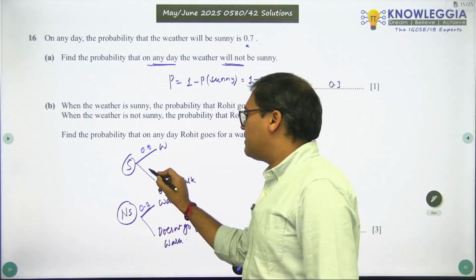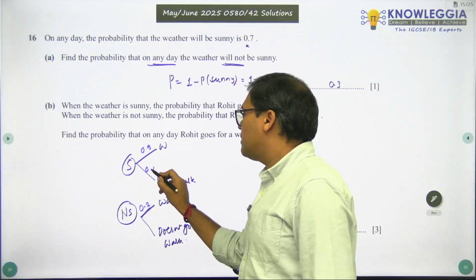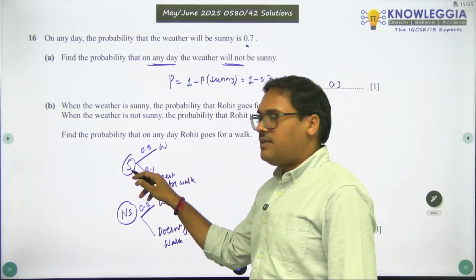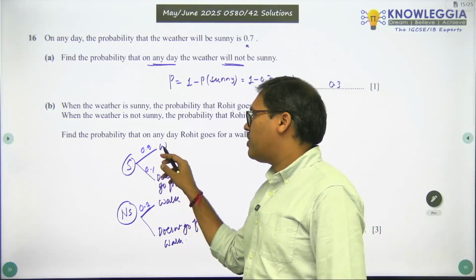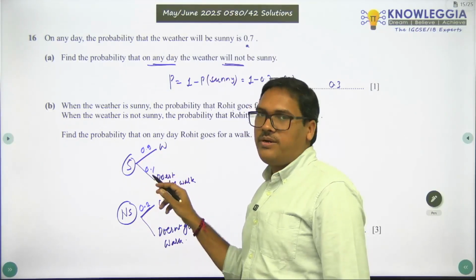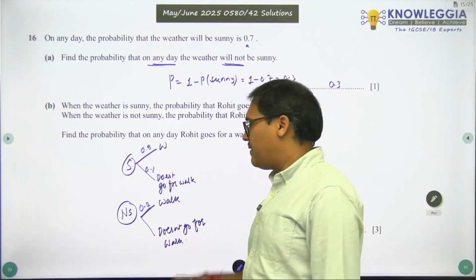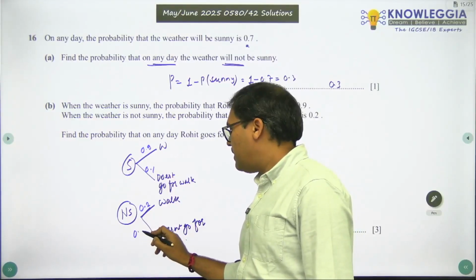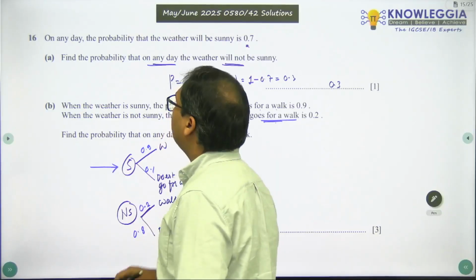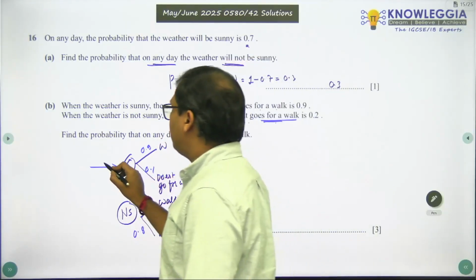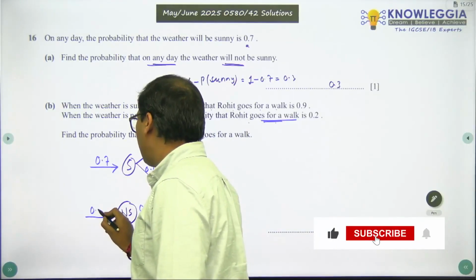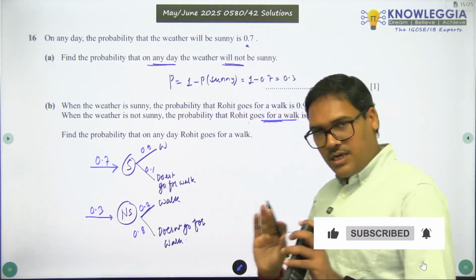What is the probability here? This is 0.1 because the total probability has to be 1, right? If the weather is sunny, Rohit goes for a walk or does not go for it. So if the probability is 0.9, the does not go probability is 0.1, which is 1 minus 0.9. Same logic, this is 0.8 here. Now, what is the probability that the weather is sunny? This is 0.7. And what is the probability that the weather is not sunny? This is 0.3. Okay. Now let's do the question.